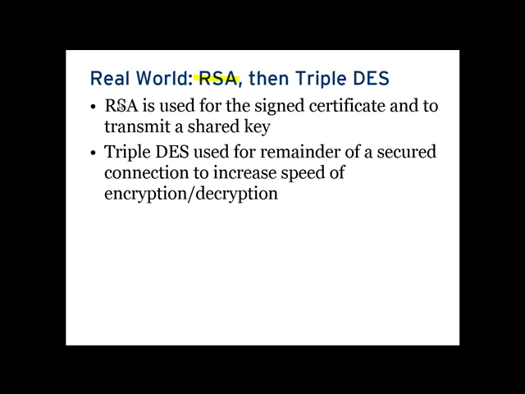Initially, RSA is used just to share the signed certificate so we can verify that Amazon is who they say they are. And we also use RSA to transmit a shared triple DES key for the rest of our connection. Triple DES is then used for the rest of the secured connection because it's much faster to encrypt and decrypt using triple DES than it is to encrypt and decrypt using RSA.